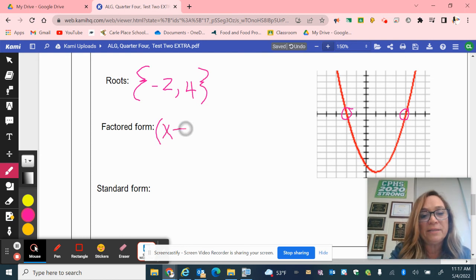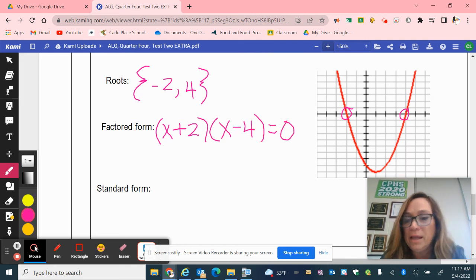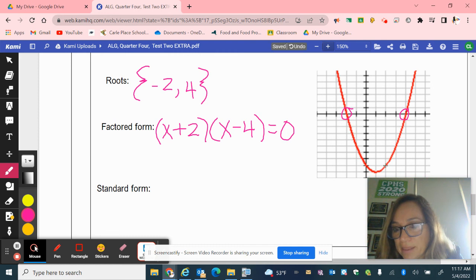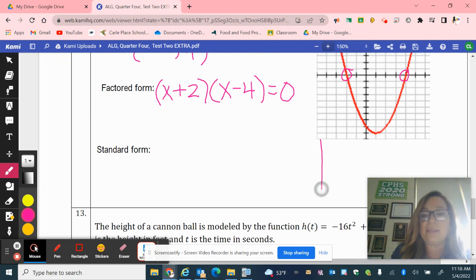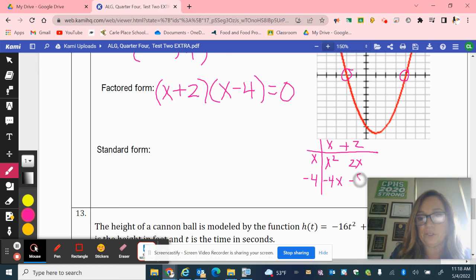Factored form is always the opposite, so it's (x + 2)(x - 4). Now, I do need to double check to make sure that my a equals 1, and it does. So I'm looking at my vertex, and I'm going over. Okay, standard form. Just do the multiplication, okay? Some of you like the box method. So like you would be like (x + 2)(x - 4): x times x, x times 2, x times -4, -4 times 2.